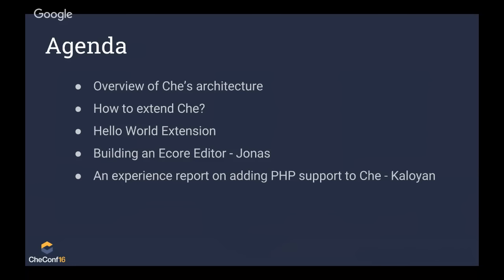So the agenda for this session will start with an overview of Che architecture, what parts can be extended, and how you can extend it. We will do a Hello World extension as well. And then we will dive a little bit deeper into Che core by exploring two use cases. The first one will be by Jonas about building an Ecore editor. And the second one will be about adding support of PHP to Che, and this will be handled by Kalayan.